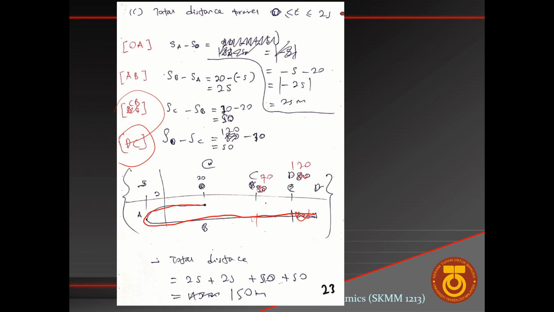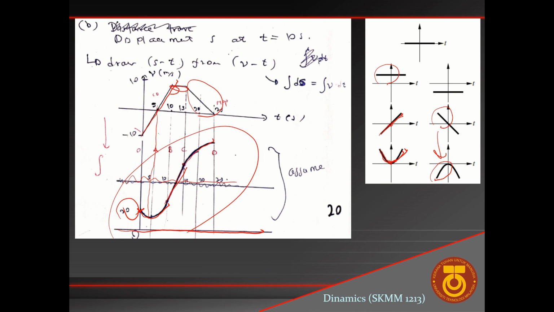So the distance is 20 plus 5, you get 25. And here is another 25 from here. And from 20 to 70, you have 50. And 70 to 120, you will have another 50. So 25, 25, 50, 50, and the total distance is 150 meters. Okay, so that's all for this one.